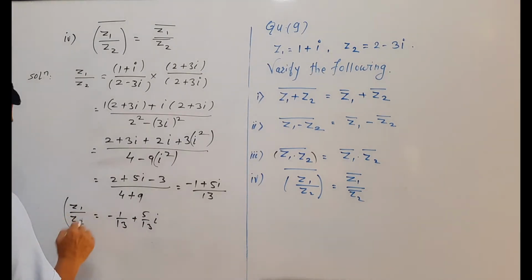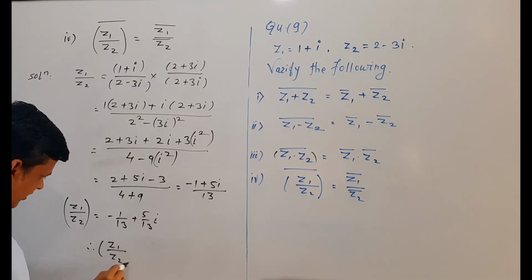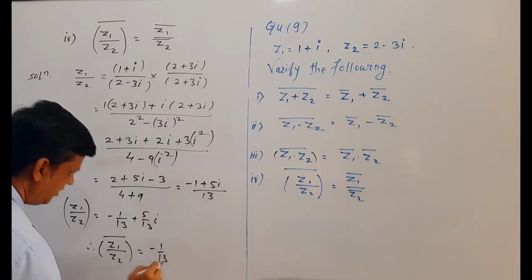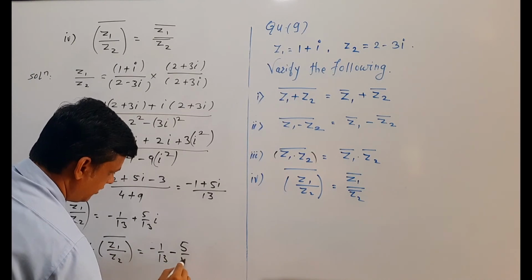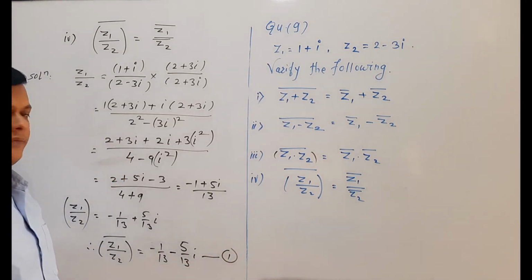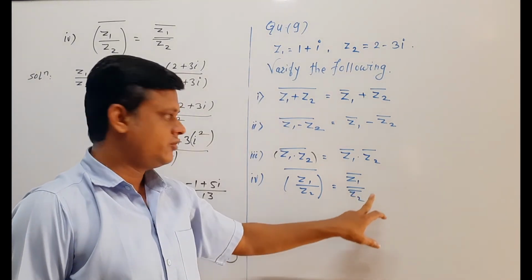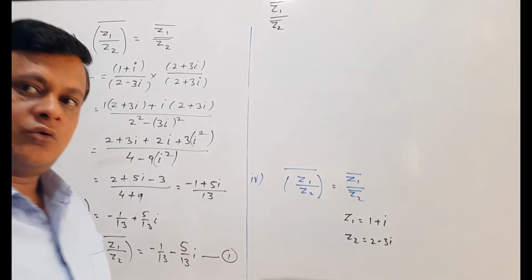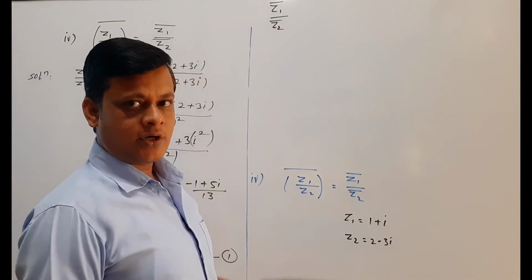Now we have to find its conjugate. Therefore the conjugate of z1 upon z2 is equal to minus 1 by 13. Here we have to change the sign, so we write minus 5 by 13 i. We denote this as equation number 1. Similarly, next we have to find the conjugate of z1 upon the conjugate of z2.